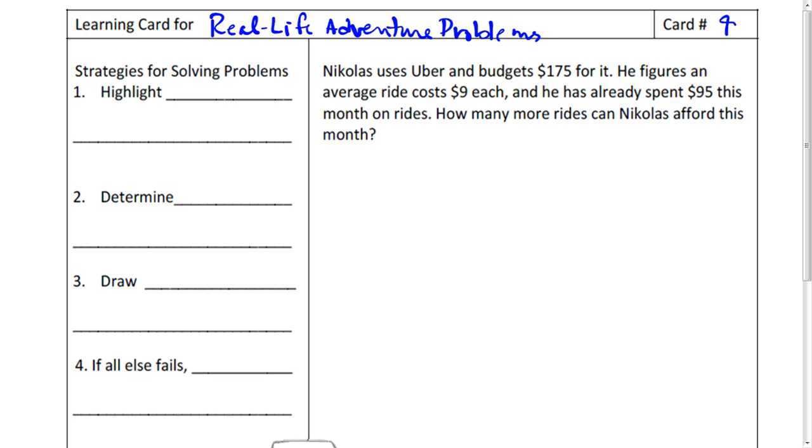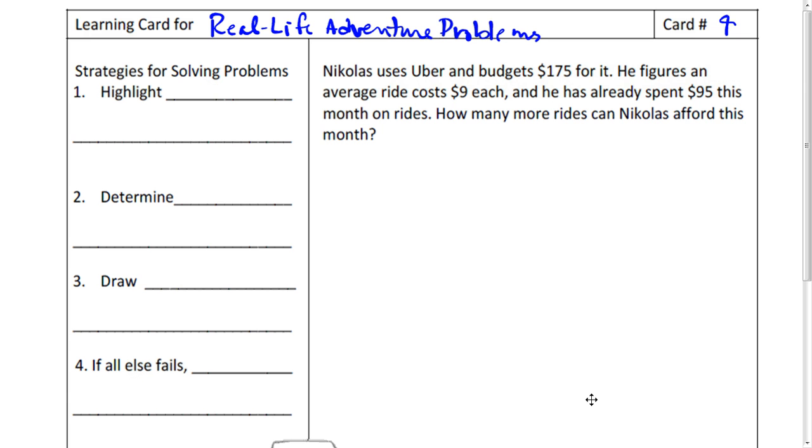RLAP. One of the hardest things about word problems, real life adventure problems, is that you can do them a variety of different ways. In a lot of ways, they're kind of nuanced, so it's almost more like an art than actually just do this. So I'm going to walk through a couple of different strategies that you may want to take, give you a couple of options, and then show you an example of it. So strategies for solving problems.